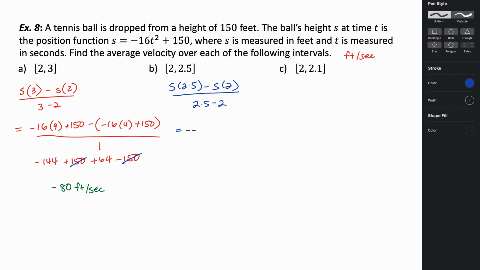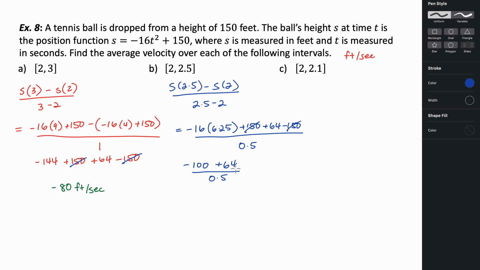So doing this, we get negative 16 times 6.25 plus 150. And all of this, we've already seen, turns out to be plus 64 minus 150, because we're subtracting the same amount each time. And then this is all divided by 2.5 minus 2, which is 0.5. Negative 16 times 6.25, that is negative 100. So negative 100, the 150s are going to cancel, so plus 64, all divided by 1/2.